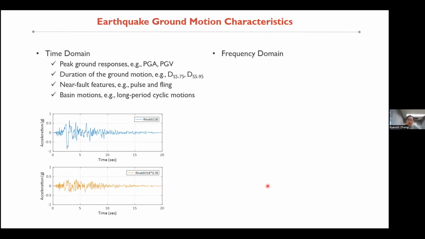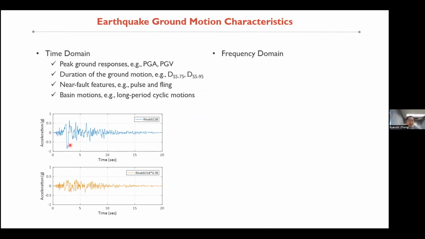When the earthquake seismic wave arrives at the ground level, it typically shows this time-history format. The x-axis is the time domain, and the y-axis is the acceleration recorded at the ground level.